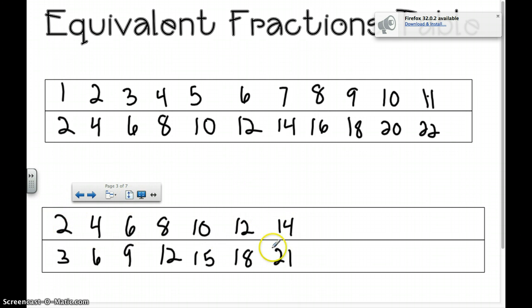top number and skip counting by the bottom number. It gives you all these wonderful equivalent fractions. So you can make your own equivalent fractions table, but it may not be the table that either one of these that I've already done. You have to create your own unique one.